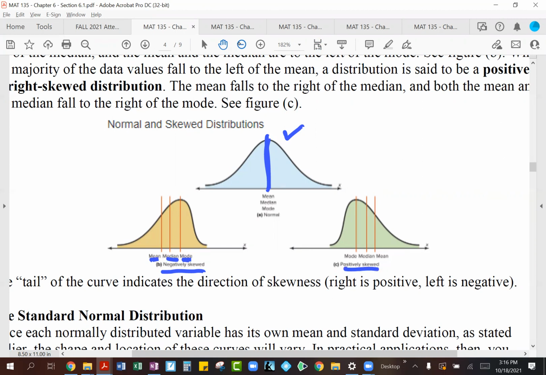If you have a positively skewed, where your tail is going to be on the right-hand side, then in this case your mode is actually closer to where that center peak is.